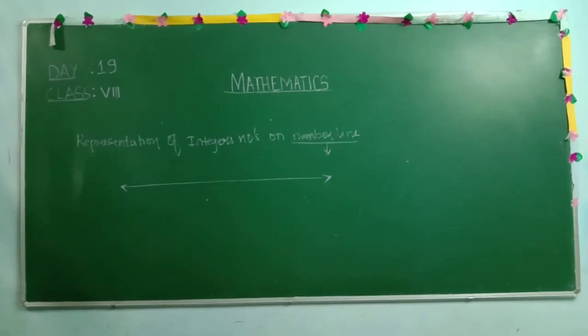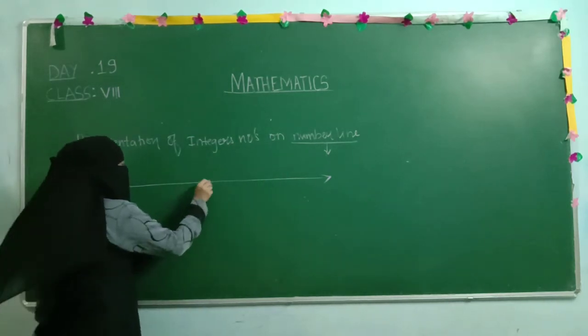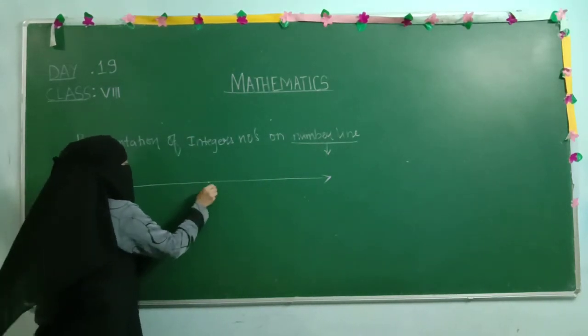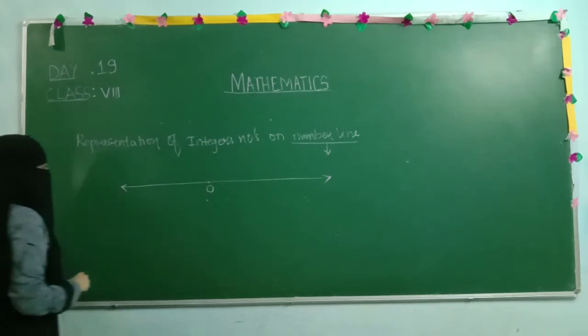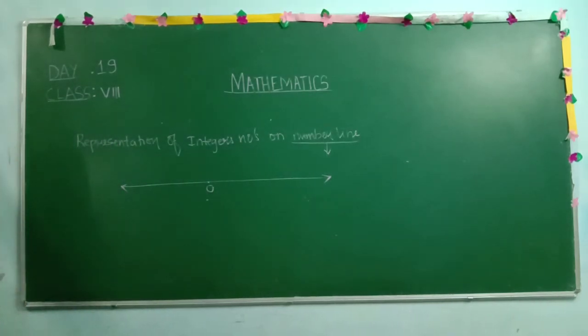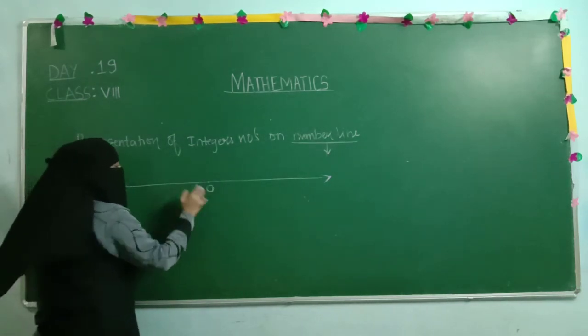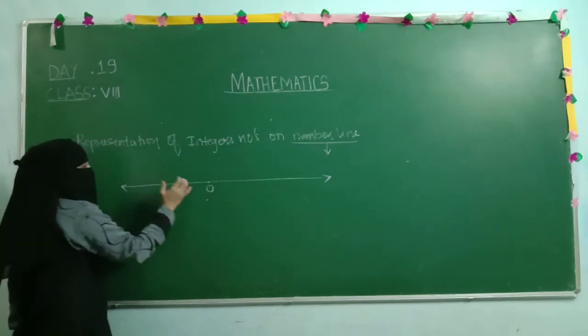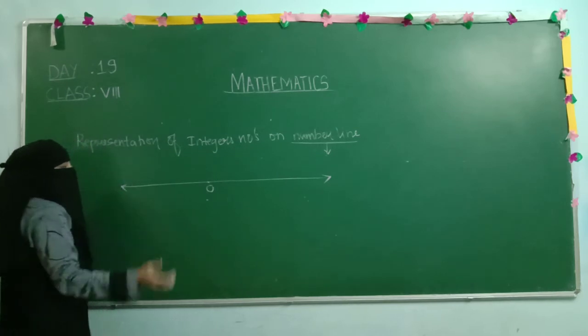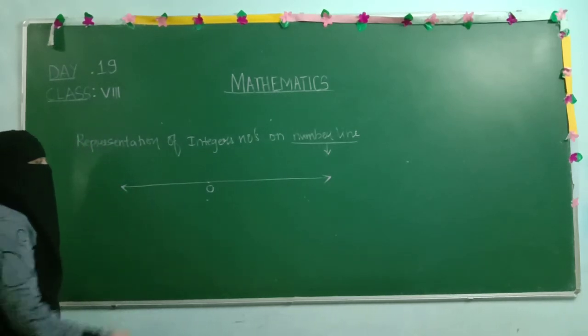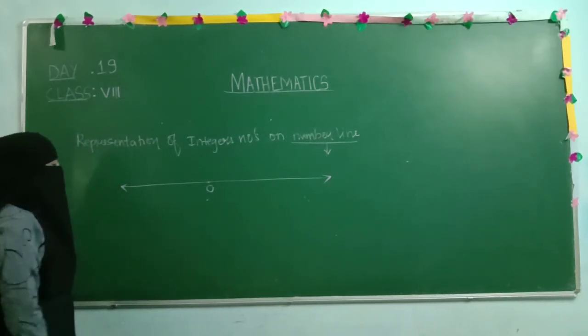So, integers is nothing but a set of positive numbers, negative numbers and 0. 0 exactly comes in the center. Okay, so this is your 0. And you are clearly observing that there are two sides of 0, this side and this side. So, what do we call this side? The right hand side, which shows the right hand direction.